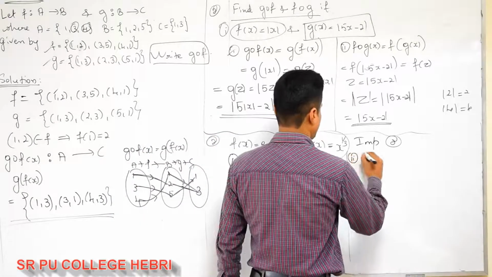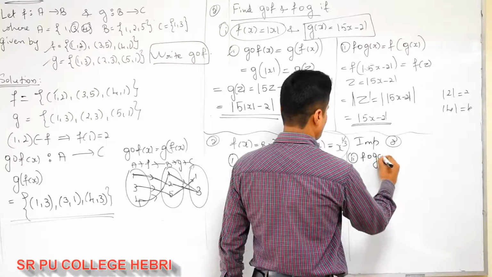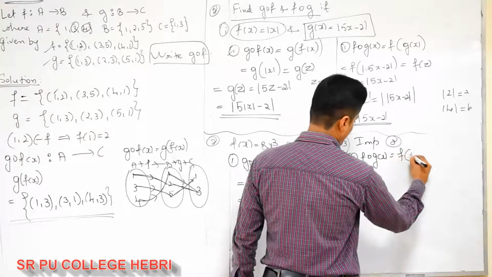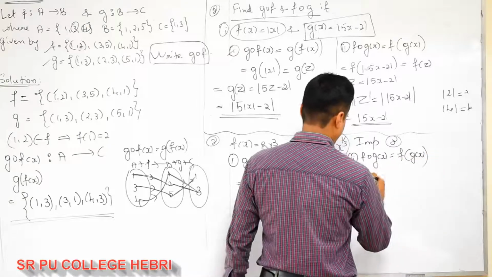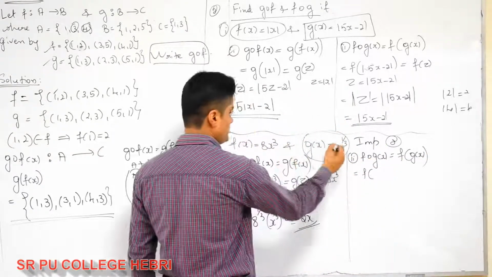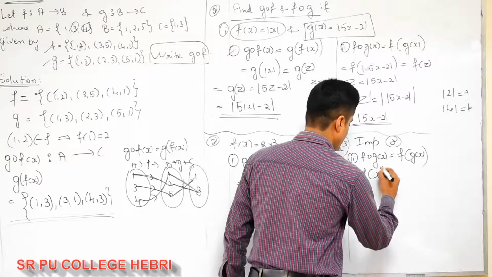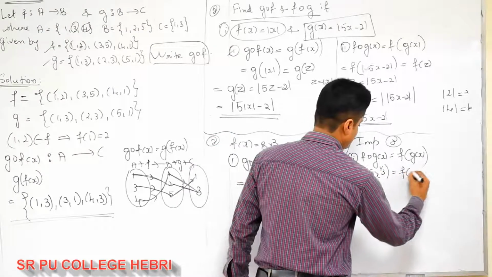Next, f of g of x. So in f of g of x, g of x is x to the power 1/3. Take this as z.